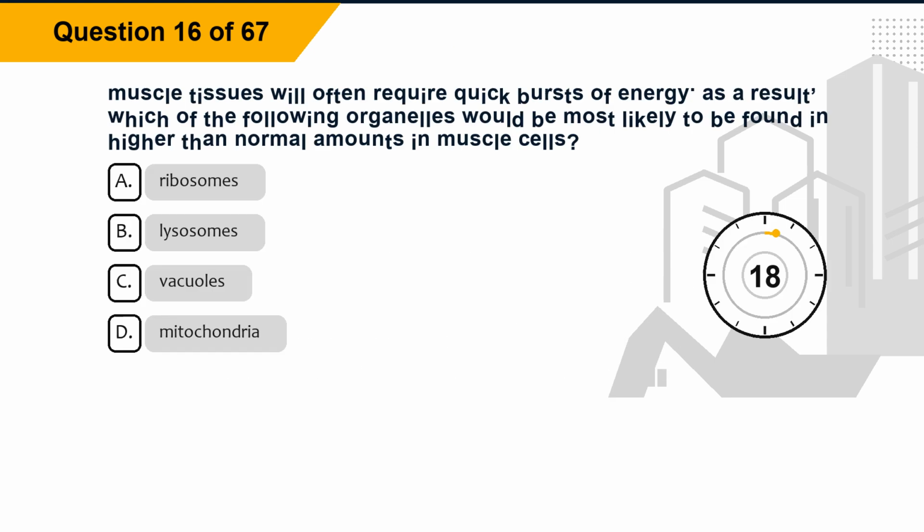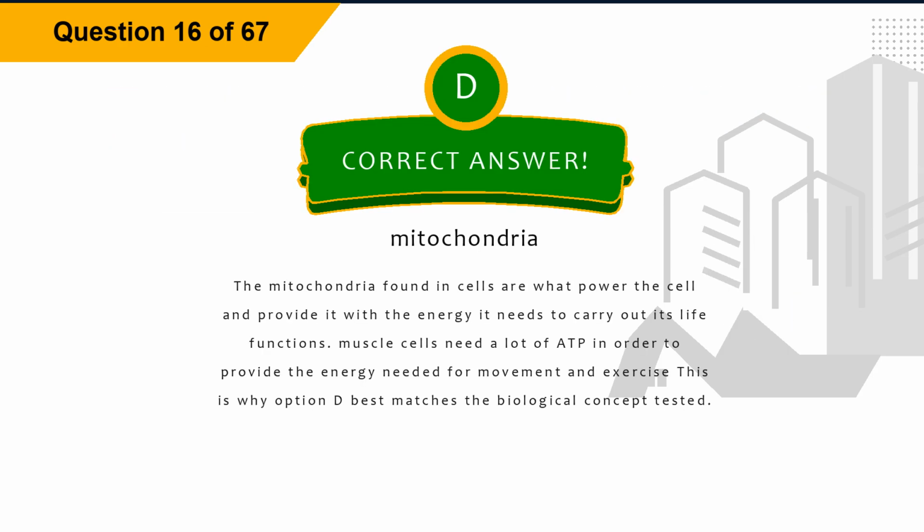Question 16. Muscle tissues will often require quick bursts of energy. As a result, which of the following organelles would be most likely to be found in higher than normal amounts in muscle cells? Option A, ribosomes. Option B, lysosomes. Option C, vacuoles. Option D, mitochondria. The correct answer is option D, mitochondria. Explanation: the mitochondria found in cells are what power the cell and provide it with the energy it needs to carry out its life functions. Muscle cells need a lot of ATP in order to provide the energy needed for movement and exercise. This is why option D best matches the biological concept tested.